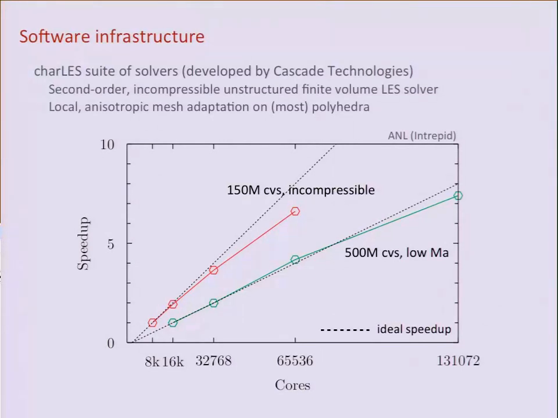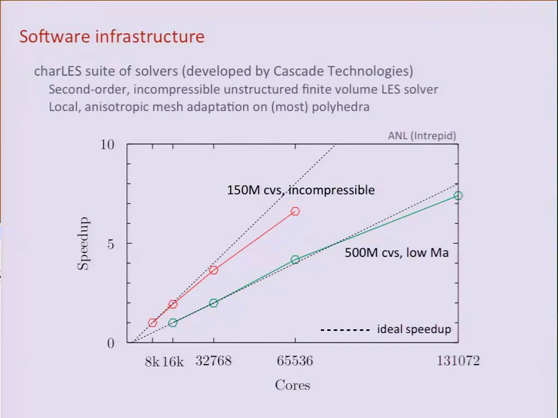We're using the Charles suite of solvers. This is developed at Cascade Technologies, where I'm now one of the developers of the software suite. It's an unstructured finite volume LES solver, formally second order. On good meshes, we can get a little bit better accuracy than that. We also have some local anisotropic mesh adaptation tools that work on almost all polyhedra, almost.